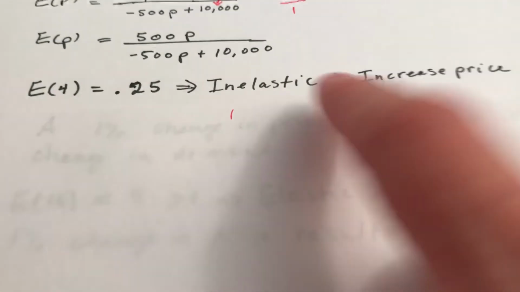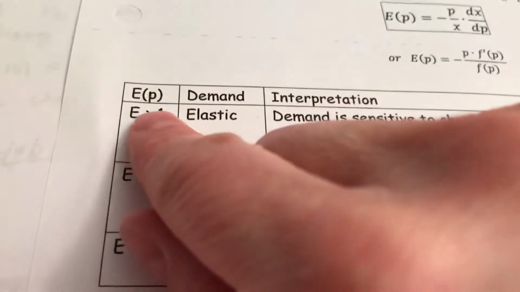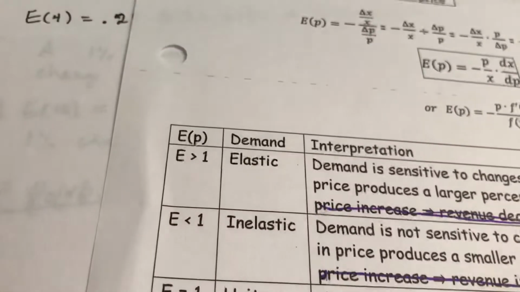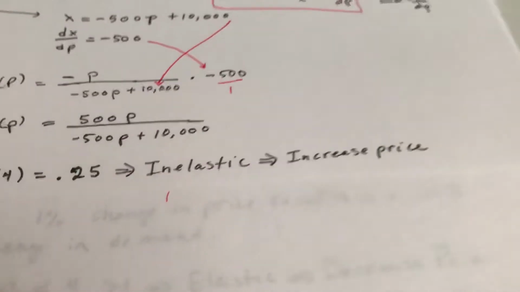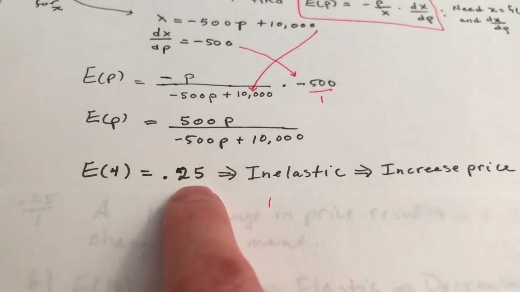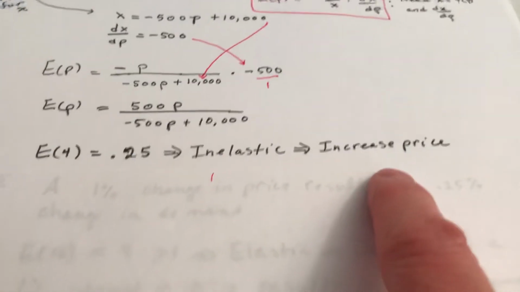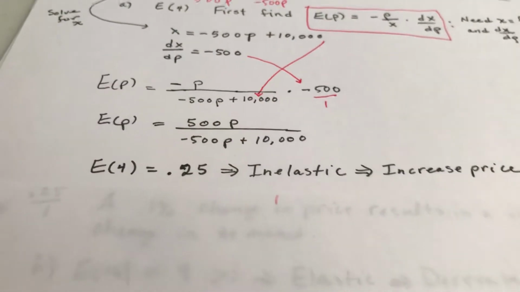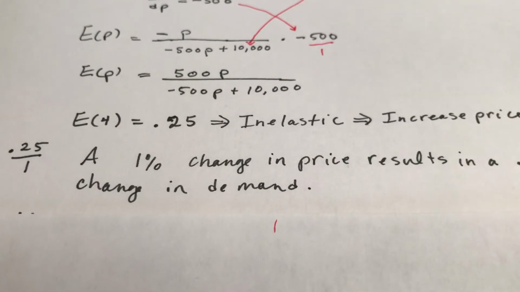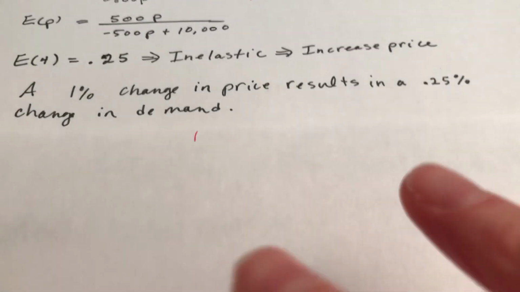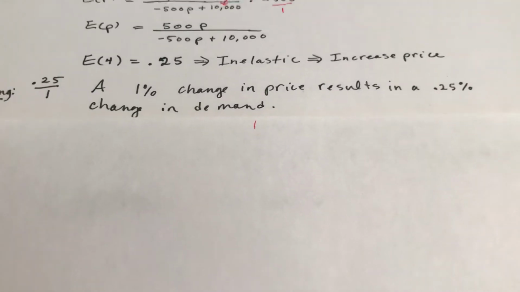And why is this inelastic? I'm using these: if E is greater than 1, elastic; less than 1, inelastic; equal to 1, unit. 0.25 is less than 1, so 25 cents is less than $1, right? So it's inelastic, which means we increase the price. To review what that means, 0.25 means a 1% change in price results in a 0.25% change in demand. That is E of 4.